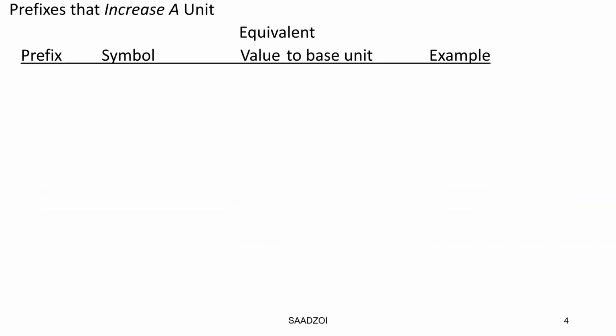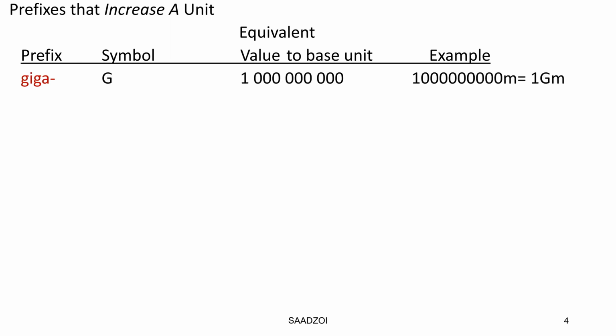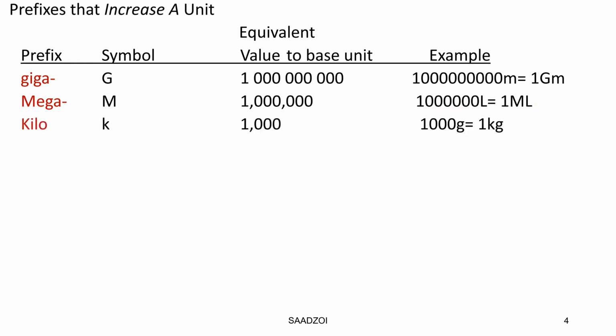Fortunately, we do not want to make life easier in the U.S., so we have a variety. So we're going to talk about the ones that increase the units. These are the ones you need to be responsible for. Giga means a billion, so 1 with 9 zeros. The example is that there are 1 billion meters in 1 gigameter. That's the relationship you need to know. Mega is represented by the big M and represents a million. So a million liters is equal to 1 megaliter. Kilo is 1,000. 1,000 grams equals 1 kilogram.